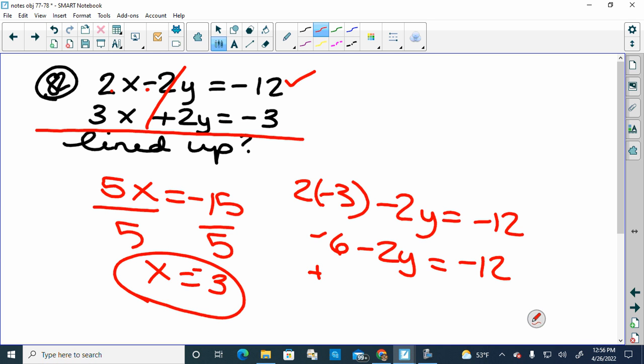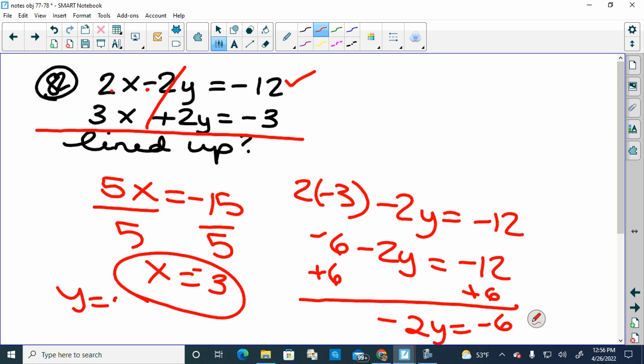So I would add the 6, add the 6. So negative 2y equals a negative 6. So my y would be positive 3.